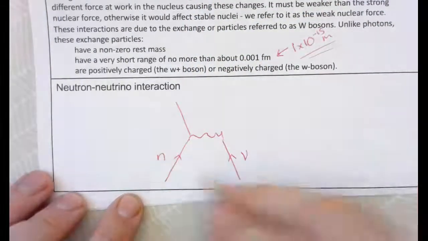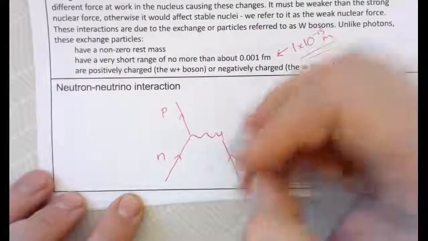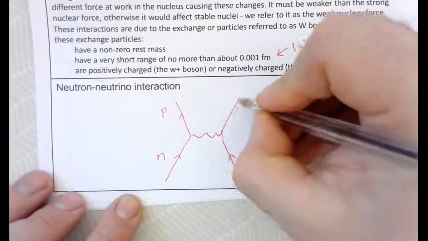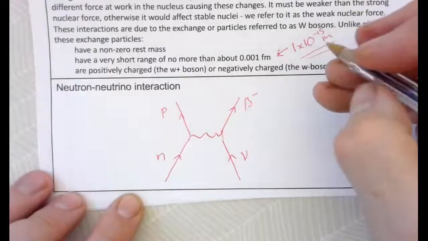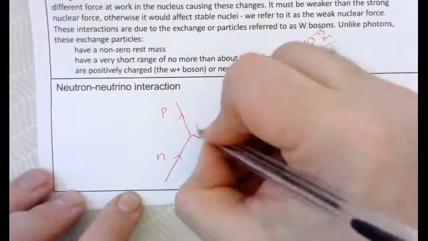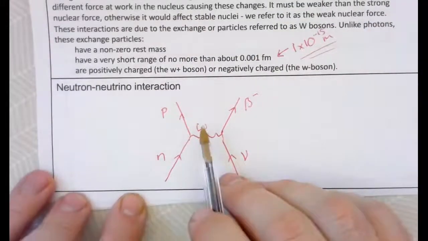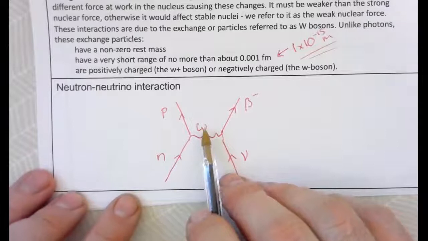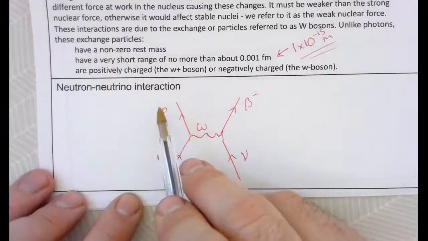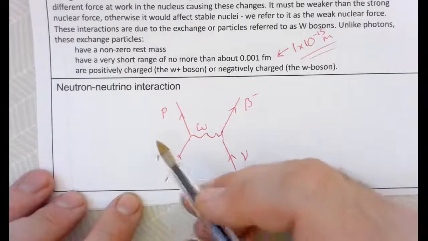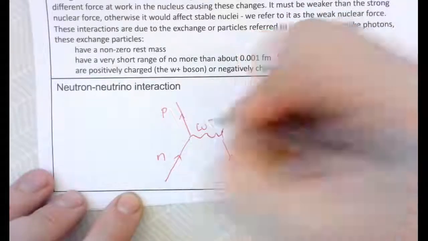And the interaction of the neutron and the neutrino causes the neutron to turn into a proton and emits a beta minus particle, an electron, in the process. It's definitely the weak force that's causing this, but we need to decide whether it's a W plus or a W minus boson. So we have our neutral neutron and it's turning into something positive, so we must have taken away a negative charge and moved it over to this side.